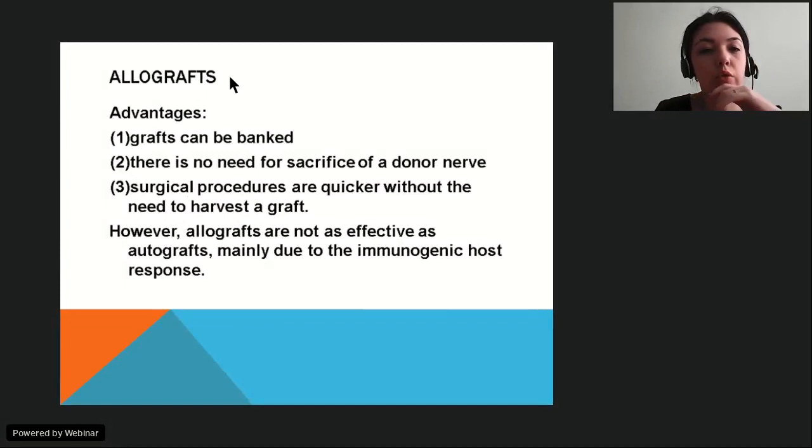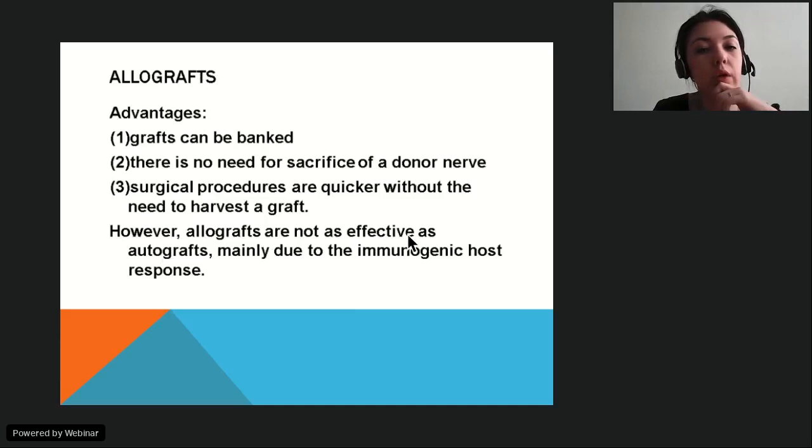So grafts can be banked. Yes, so we can take and we can save them until they are required for somebody. There is no need for sacrifice of a donor nerve, and surgical procedures are quicker without the need to harvest a graft. When we take autograft, certainly surgery will be longer, because first we need to remove a nerve from the place where it was, and then to stitch it where it is now required. In case of allografts, we do not need to take a nerve. It has been already taken, and so we just stitch it, and surgery will be shorter, yes?